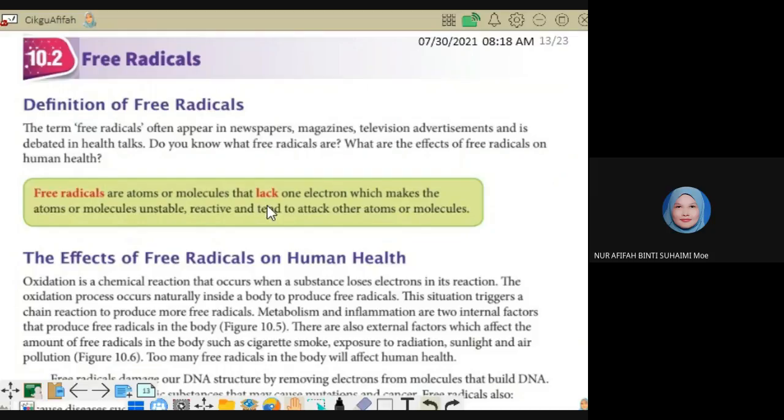Dia kurang satu elektron. Kita dah belajar tentang atom. We have learned about atom. Inside the atom we have nucleus. Outside the nucleus we have shells. First shell, second shell, and at each shell we have electrons.